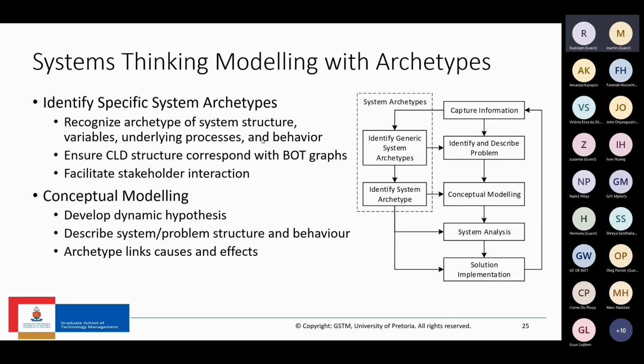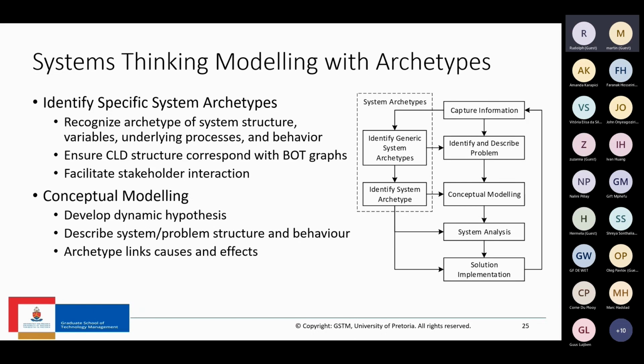Then going on to identify a specific archetype, as you learn more and you have more information, you can maybe get more specific. You get a specific system archetype where you can use that structure, the variables, underlying process, and also the typical behavior to help you with doing your specific conceptual modeling, to ensure that your causal loop diagram structure can relate back to your behavioral time graphs and also can help you to facilitate stakeholder interaction. The stakeholders like a good story. If you have a funky name for your archetype, it makes them excitable and it makes them thinking and talking about it a lot easier.